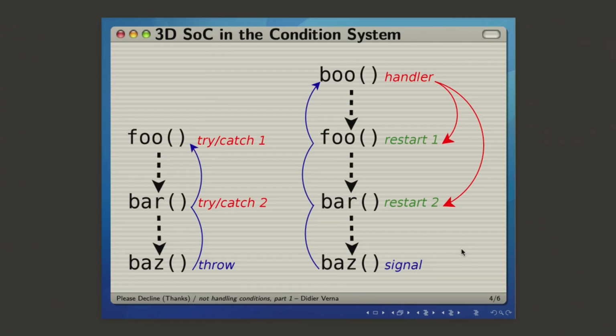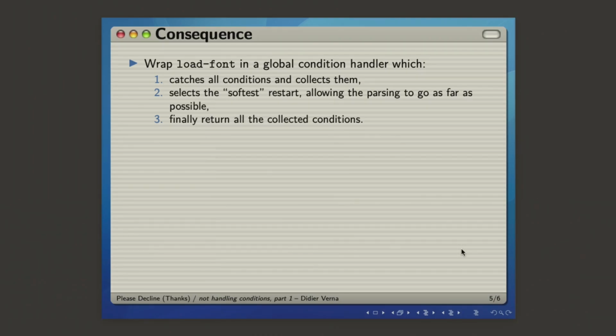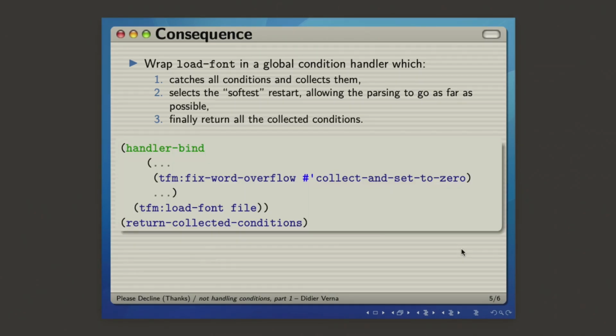And this is of great help in many situations, including this one. So suppose, for instance, that I'm calling load-font, but on top of this call, I establish a gigantic set of handler bindings, which is going to collect all conditions potentially occurring while executing load-font. So it collects the conditions, and then, instead of aborting the process, selects a restart, preferably the softest one, in the sense of the one that would let me go as far as possible in the parsing of the file. Once this is done, I have collected all the conditions that occurred during the parsing, and I can just return them.